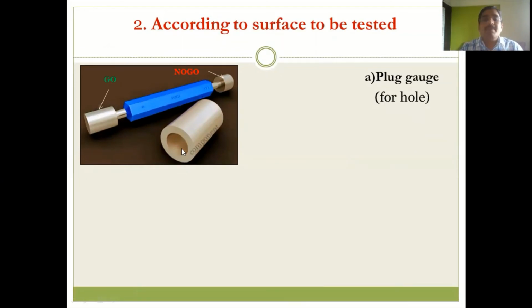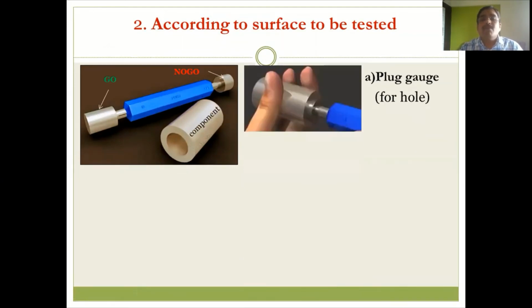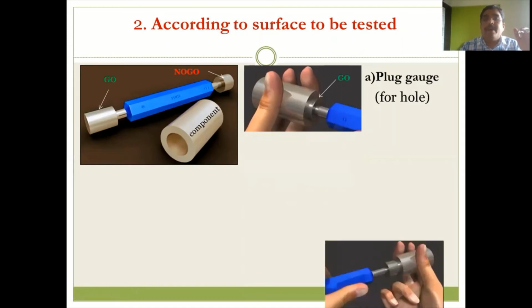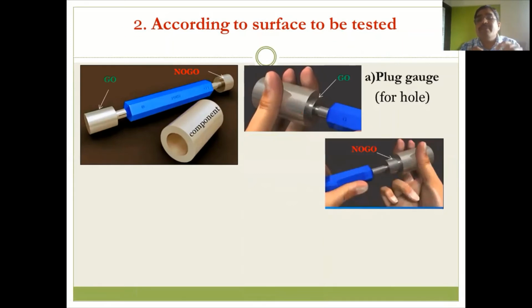And here, my friend, this is a component. Now what will happen? The go end should enter into the hole. But we can't give the decision instantly, saying yes, it is acceptable. No, not like that. We enter the go end into the hole, and then again we try to enter the no go end. The no go should not go in, the go should go in. If such a condition has been achieved, then we can say that that component is within a limit. So such types of plug gauges are used there.